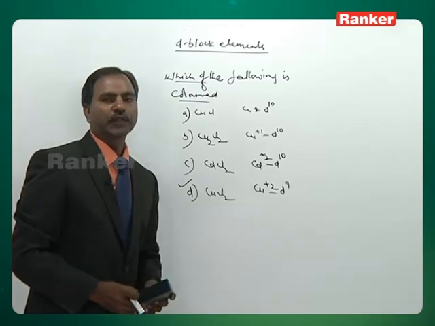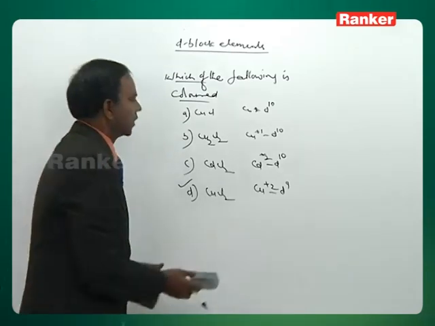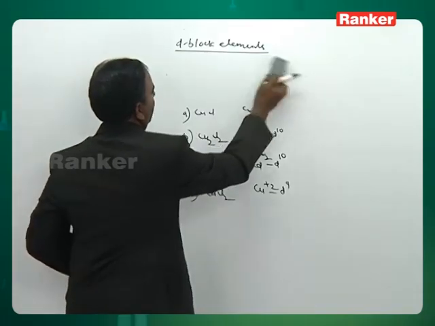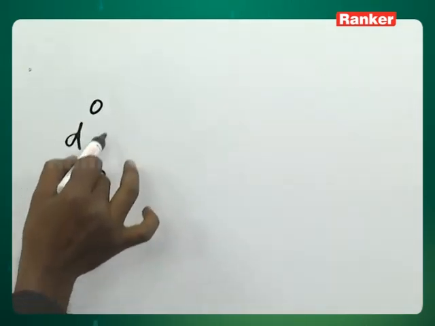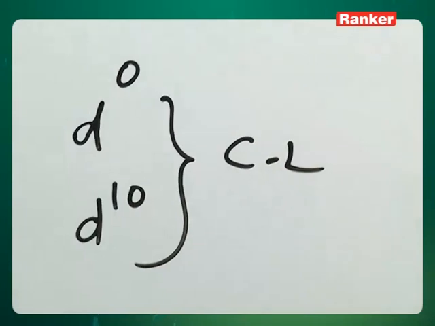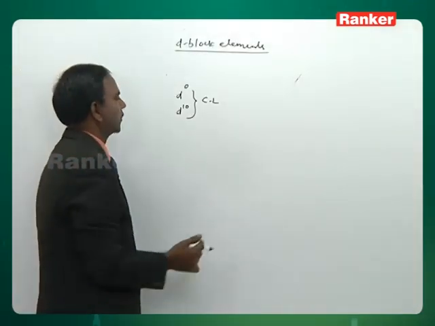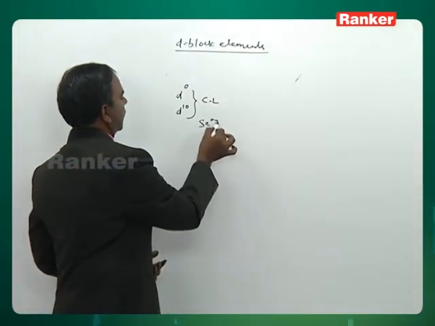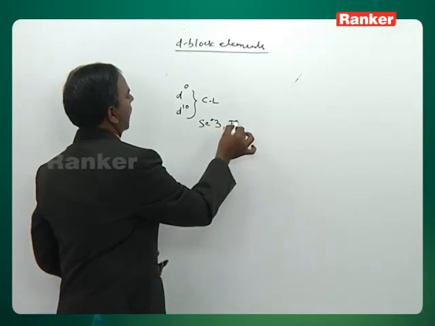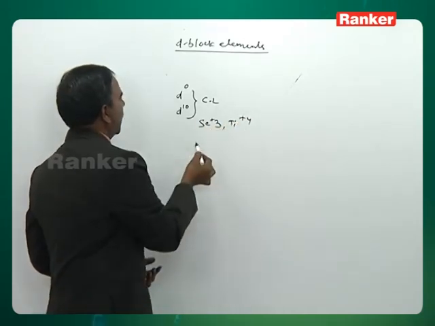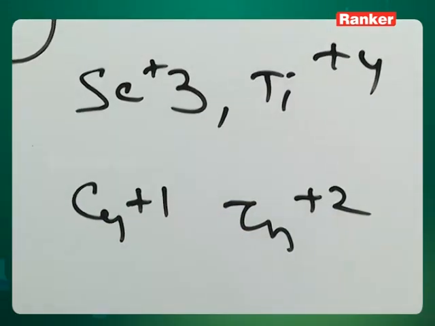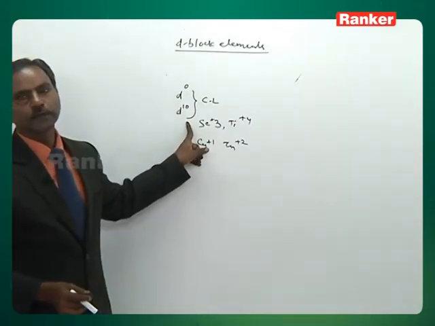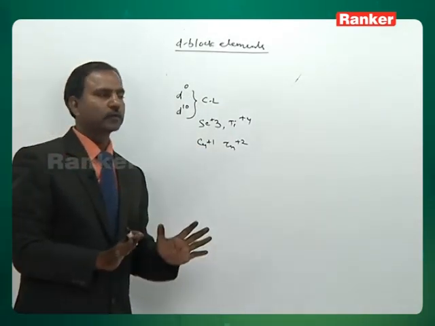One more important point is there in this particular color property. Let me explain what that important point is. What I generalized is, D0 configuration and D10 configuration are colorless. For D0 you can take scandium +3 and titanium +4. And D10 configurations you can consider copper +1, simply zinc +2. These are D0 configuration, these are D10 configuration. They are colorless, no doubt.